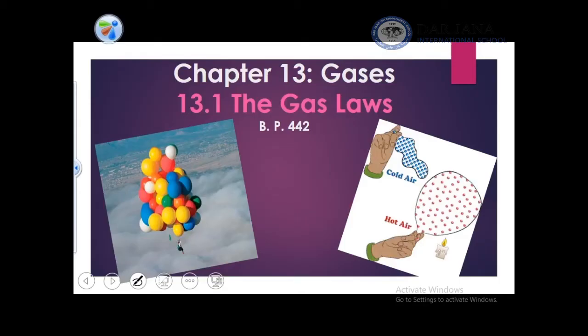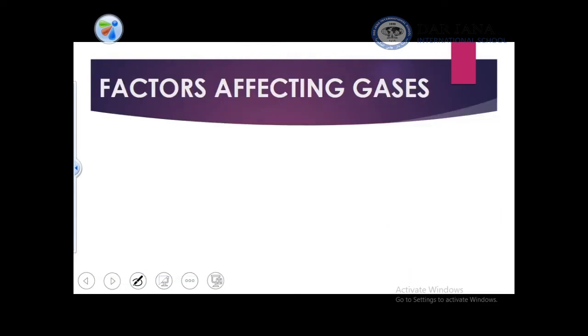Hi, our lesson today is about the gas laws. We will study together four laws, or three main laws, which are Boyle's law, Charles' law, Gay-Lussac law, and finally the combination of the three laws, which is called the combined law.